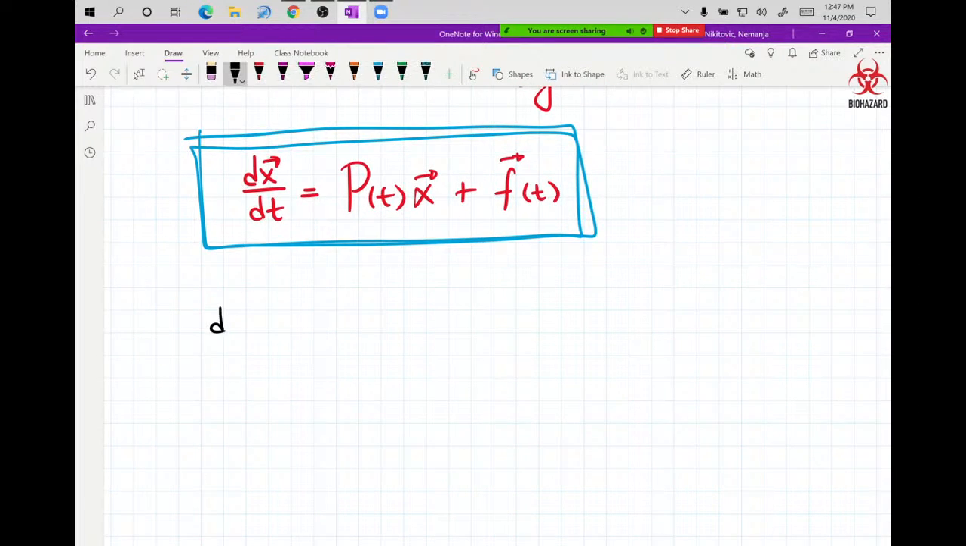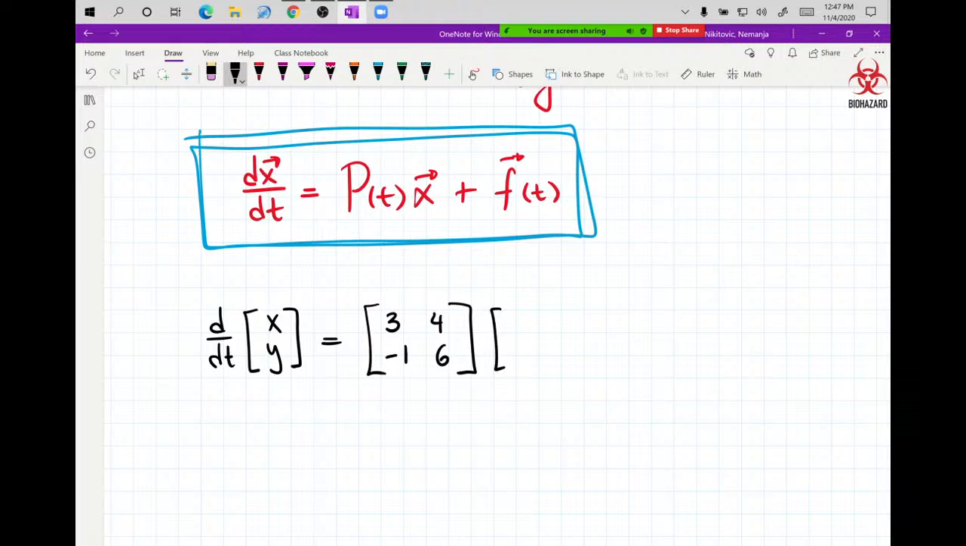So I have d/dt of the vector x. I'll just do two variables, right? So d/dt of (x, y) is equal to some matrix P. That could be functions, could be numbers. So let's just go with numbers to make it easy. And then here I have my x and a y. And then let's put this to be, let's say, 0 and cosine 4t, for instance.